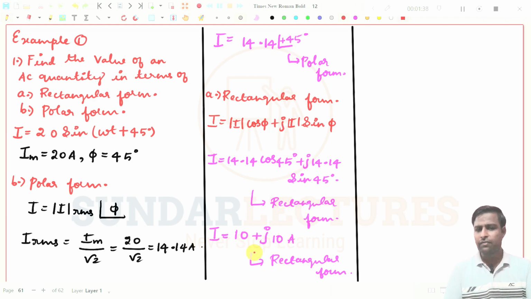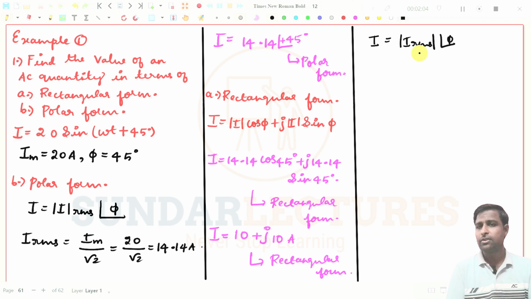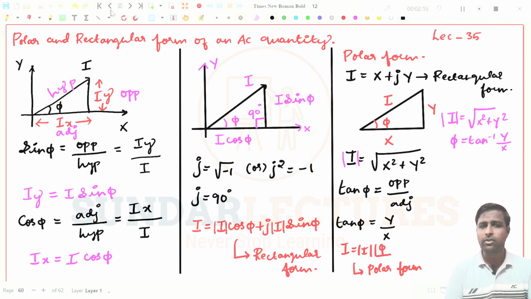But also, if they have given you 10 plus j 10, and you want to convert this rectangular form value into polar form, then also it is very simple. See how you can find that value. I should be equal to what? The modulus of I RMS at an angle of phi. So how will you find the modulus of I RMS? The formula we have already seen, that means square root of x squared plus y squared. And what is x and what is y here?